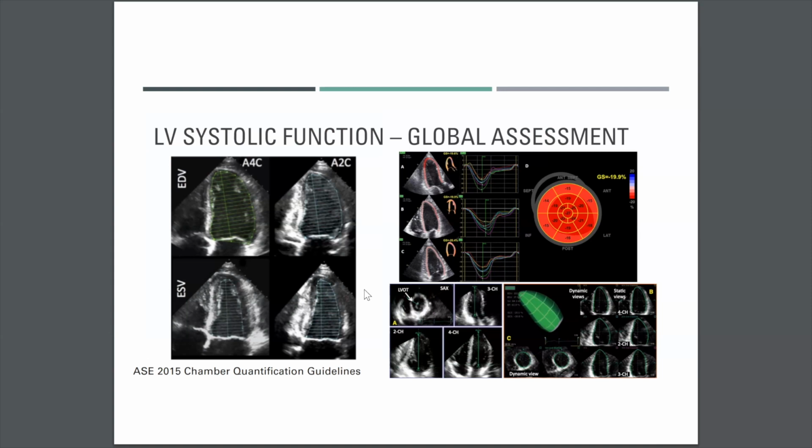Again, the advantages and disadvantages of Simpson's and 3D EF are similar to what I just mentioned. GLS, or global longitudinal strain, has become a relatively popular way of assessing global LV systolic function in recent years. Essentially, it uses speckle tracking technology to measure the degree of myocardial shortening during systole. And we do this in multiple views. And then the GLS is an average of all the different views.